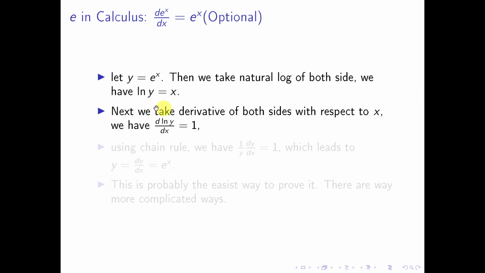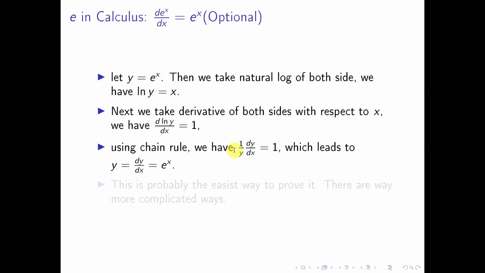Next, we take the derivative of both sides of this equation with respect to x. On the right-hand side, we get 1. What about the left-hand side? That is the derivative of log y with respect to x. Well, in this case, we have to use the chain rule. To use the chain rule, we first take the derivative of log of y with respect to y.